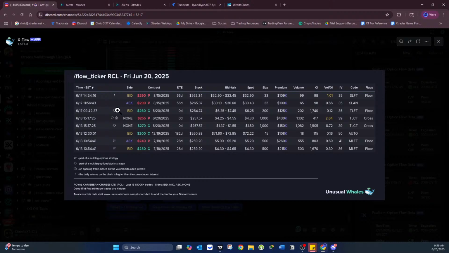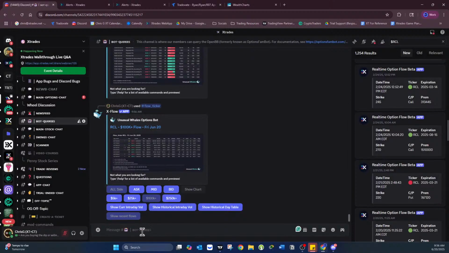Bid. These are multi-leggers. You can see it here, right? They explain what all the little things are. This is at the bid. So this is a bid, they're selling this put. Pretty expensive again. 100K worth. I'm not seeing much on this, to be honest. These are multi-leg options. Anything in multi-leg, just ignore it, because they're playing both sides.